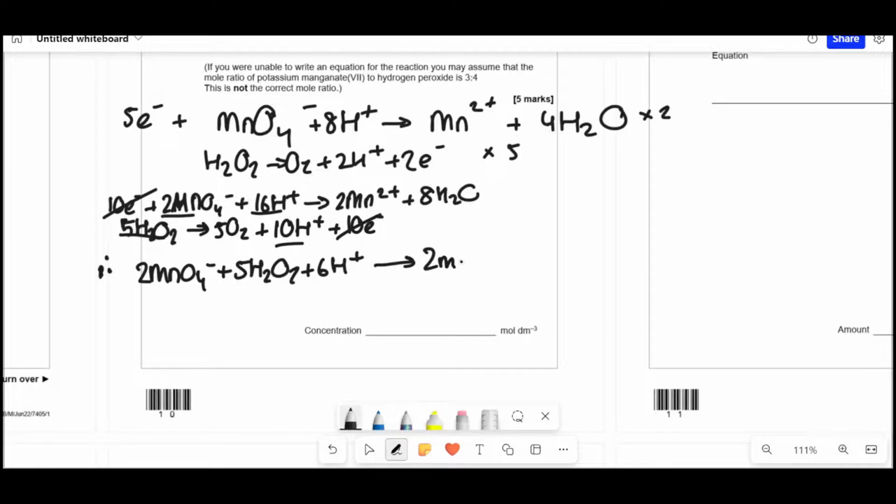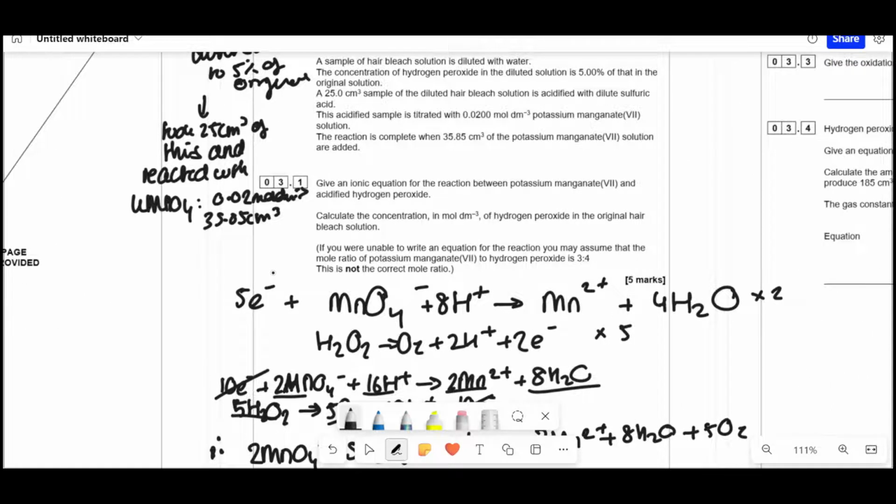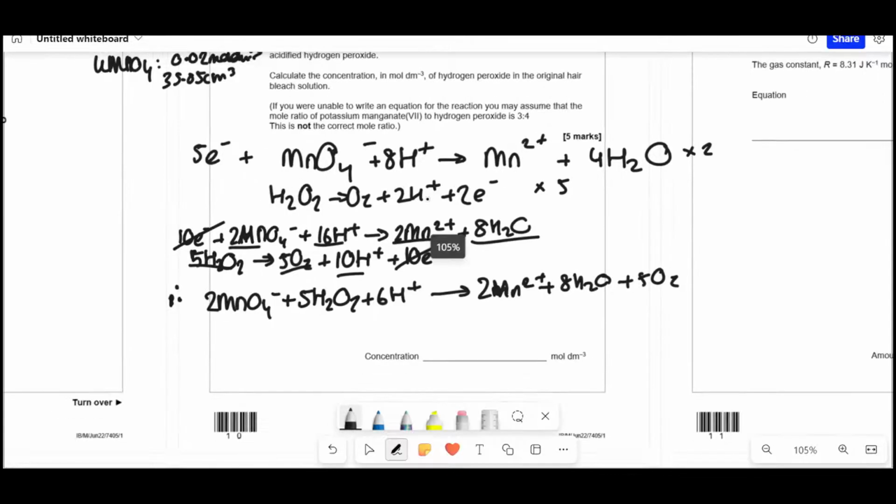So we get 2Mn2 plus, which is dealt with here. What else have we got? Plus 8H2O, dealt with, plus 5O2. There. So now we've got our overall equation, which, as we remember from before, is the titration between the two of these. So now, what do they want us to do? They want us to work out the concentration of the hydrogen peroxide in the original hair bleach solution.